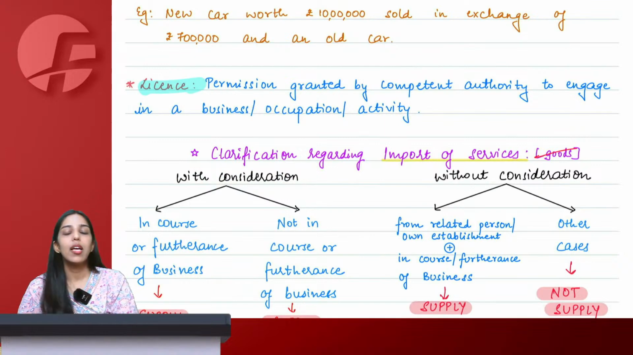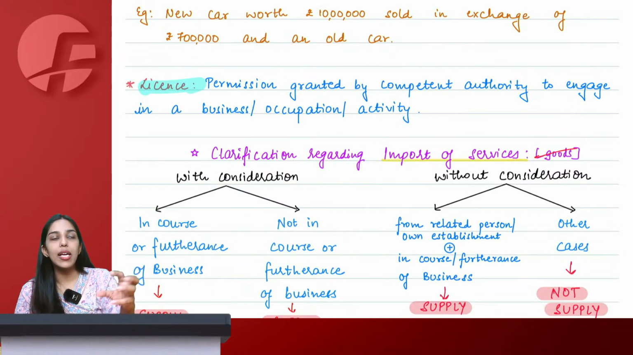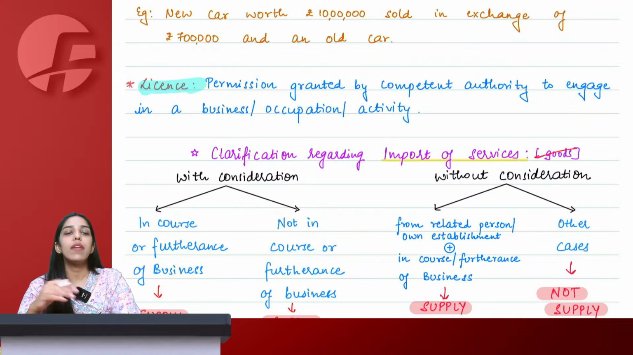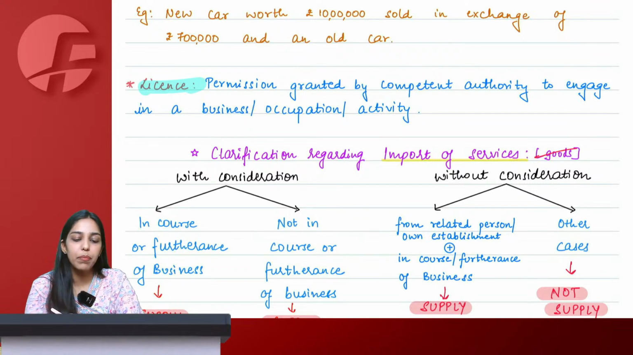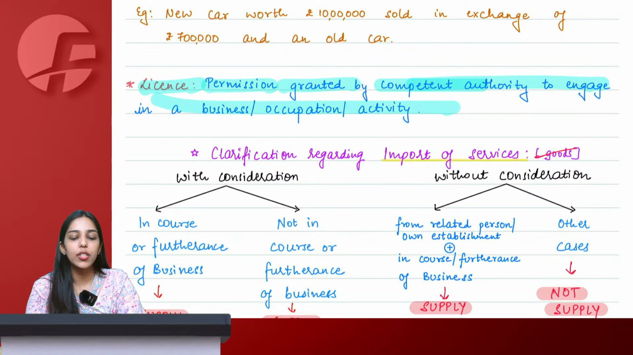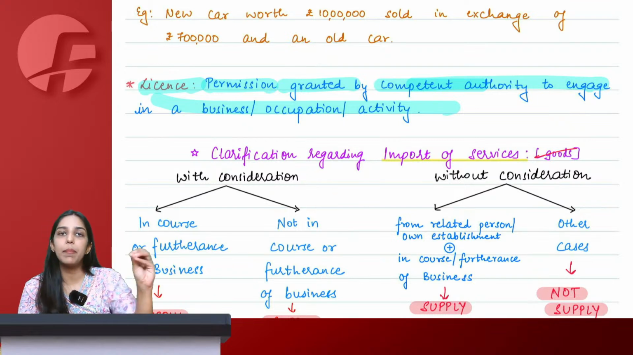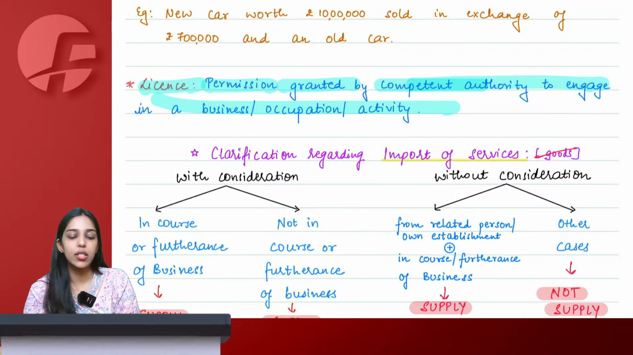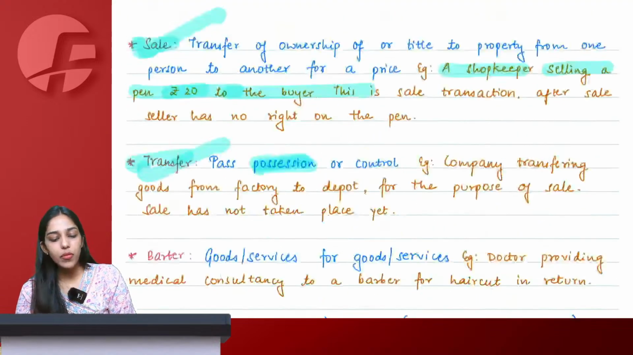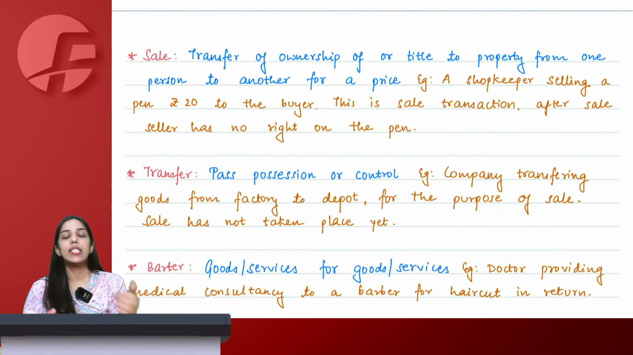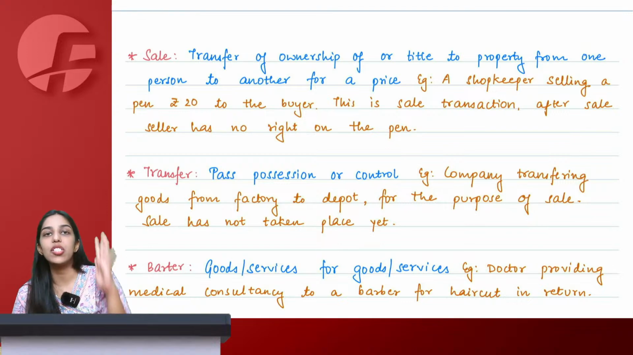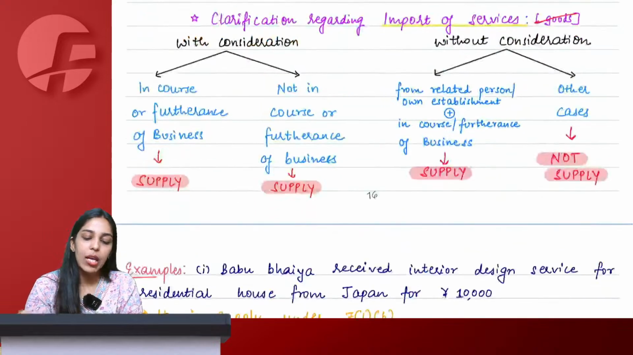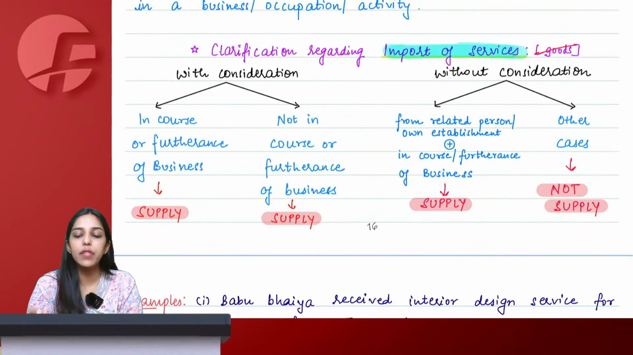What is a license? Any permission. So to get any permission to do something, you also have to pay some kind of fees to get that permission. Even paying off that fees is consideration, and getting a license is also a form of supply. So permission granted by a competent authority to engage in any kind of activity, business, occupation, profession, is all considered as license. So these are all the forms of supply: sale, transfer, barter, exchange, license, rent we understand, disposal we understand, right? Clarification with respect to import of services already seen.